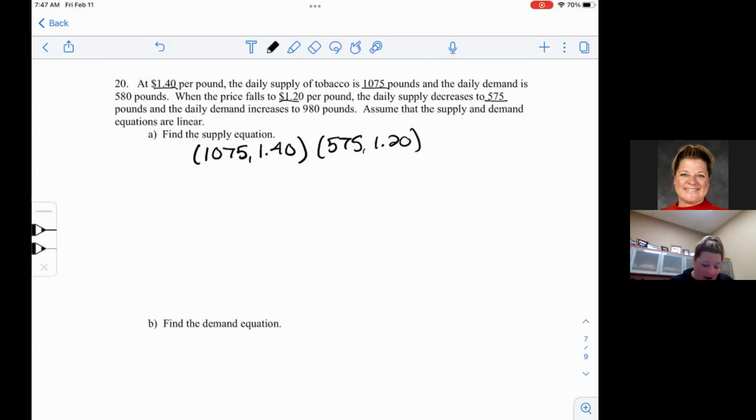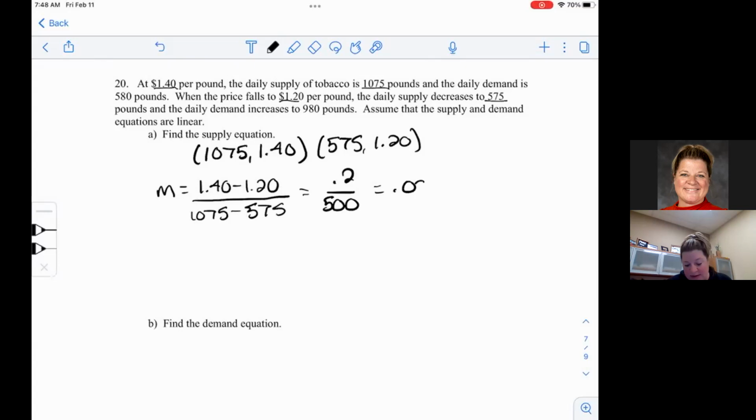Okay, so then let's find our slopes. We have to find the equation of our line, right? So we start with slope, which is y minus y, so we could go either way. $1.40 minus $1.20, y minus y, over x minus x. How much money am I spending per pound of tobacco? So then I get 0.2 over 500. Okay, and if I divide that, it's like 0.0004. So pretty small slope.